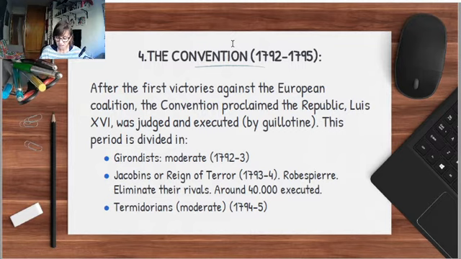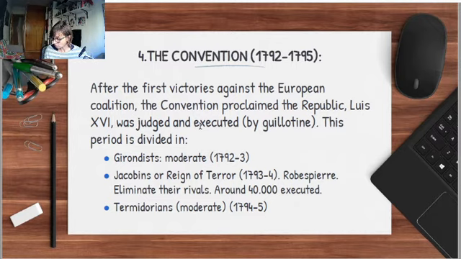In 1792, this is the most radical phase, called the Convention. The Convention agreed to execute Louis XVI for treason, and he was beheaded by guillotine. The Jacobins are now going to take control of the government and impose a dictatorship known as the Terror. The Jacobins were led by Robespierre and supported by the sans-culottes.